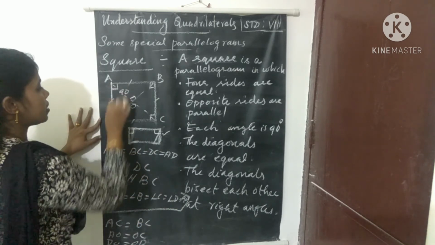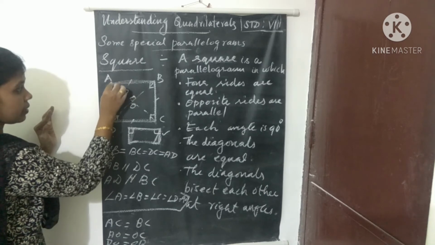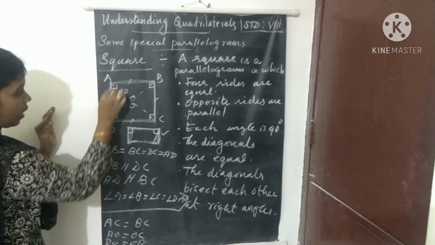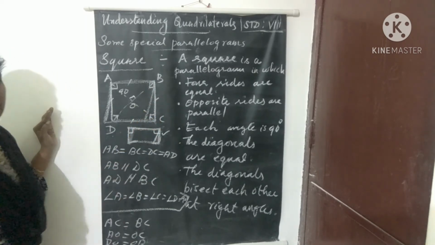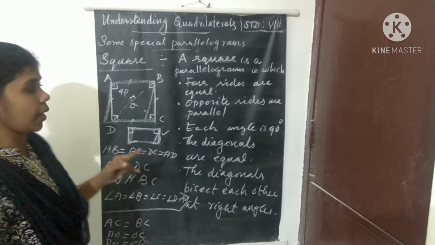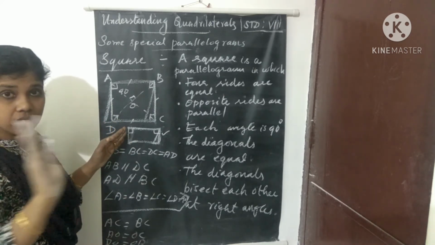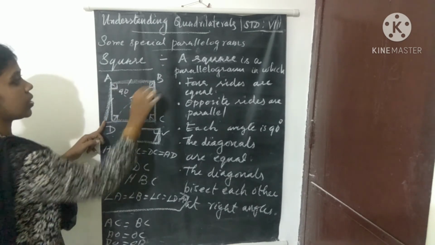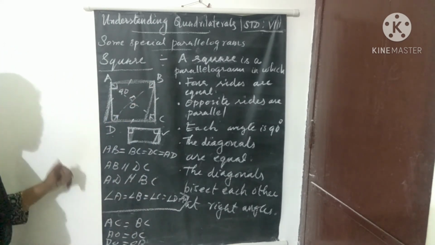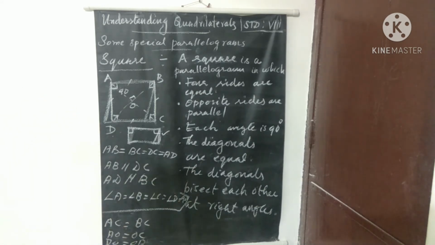Next, this is a square. If this square is slanted slightly like this, with two sides pushed, it makes a rhombus. In a rhombus, each angle measure is not 90 degrees, but in a square, each angle measure is 90 degrees. That is the main difference.